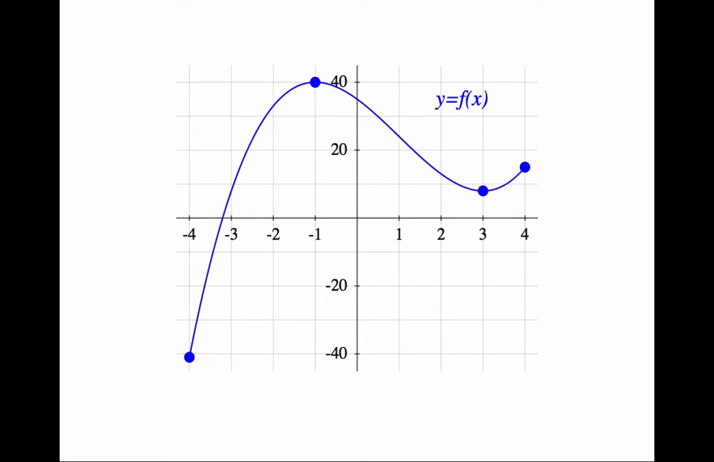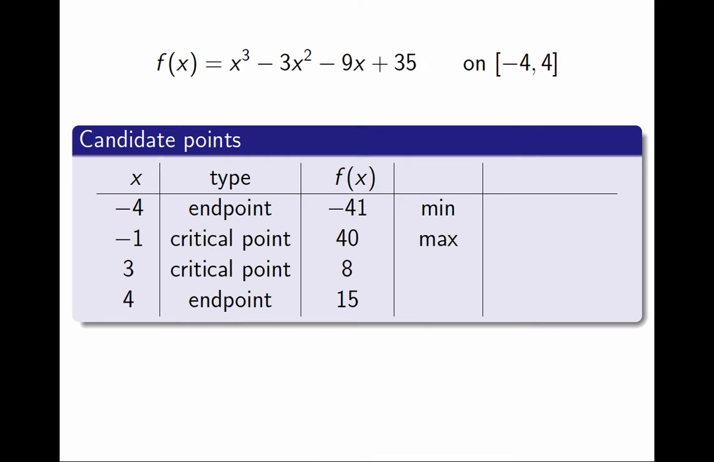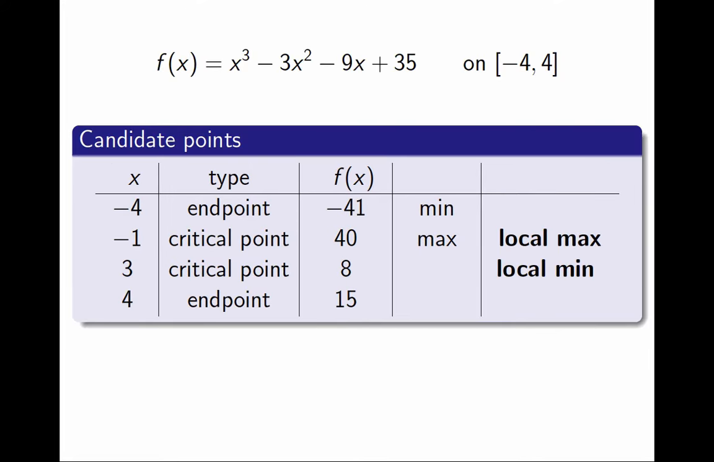So I am guessing that at minus 1, I also have a local maximum, and at 3, I have a local minimum. Strictly speaking, this final part was not fully rigorous yet, but geometrically it makes perfect sense, and we will learn soon how to argue this more rigorously.